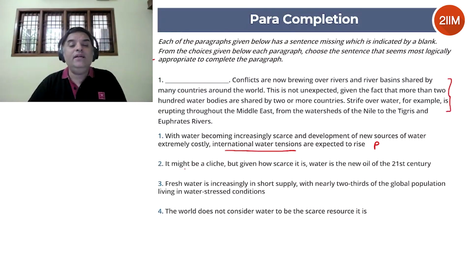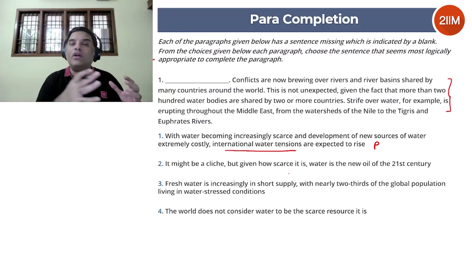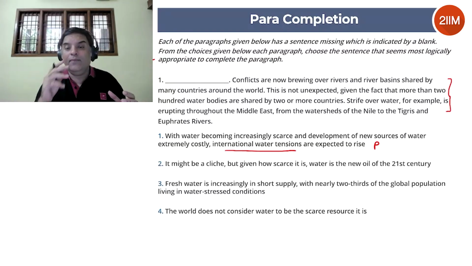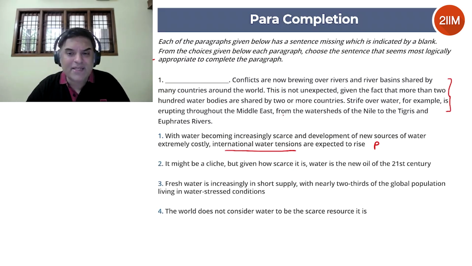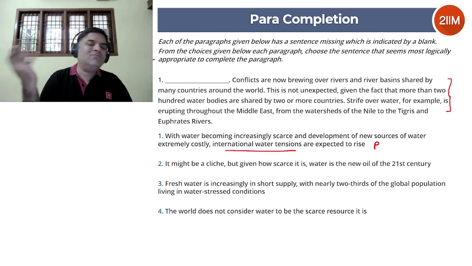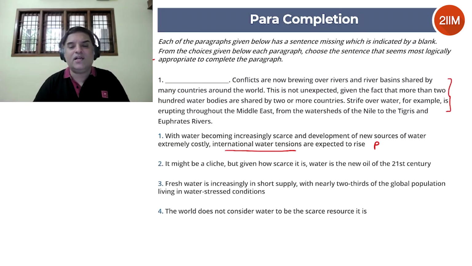Okay, let's look at the next one. "Second, it might be a cliche, but given how scarce it is, water is the new oil of the 21st century." Okay, so this is also talking about scarcity, right? The paragraph is talking about conflicts, but that could be related to scarcity. I'm just trying to see if there's any direct mention of scarcity, but it's a fight over water, so scarcity is kind of implied. Otherwise, the countries wouldn't fight, right? So this sentence seems to be related, and it's quite a broad statement.